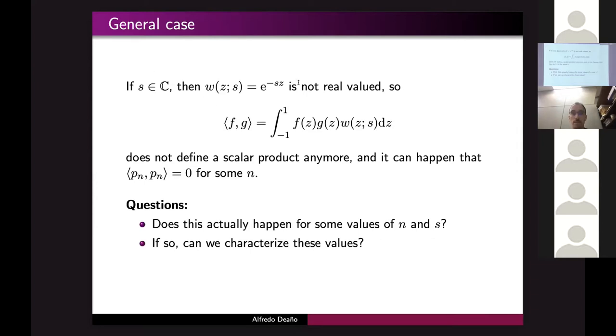complex parameter, then your weight function is not real valued. So forget about positive. And then this bilinear form that you would use to construct your orthogonal polynomials is not a scalar product anymore. So, well, in principle, anything can happen when you try to orthogonalize and construct your family of polynomials, and you may run into this kind of problem that <Pn, Pn> is equal to zero for some n and s.